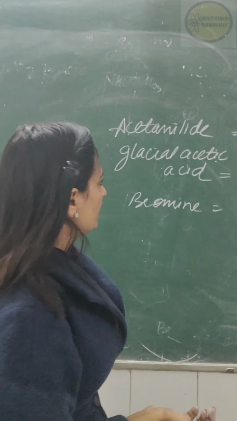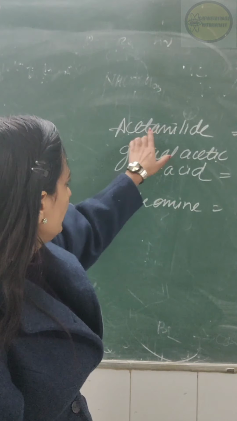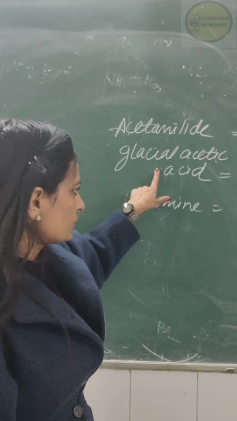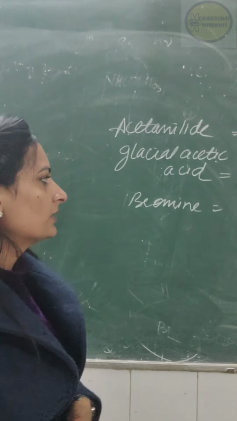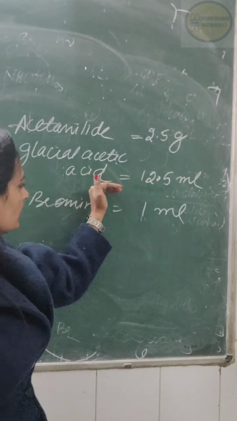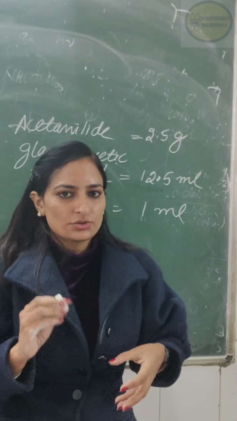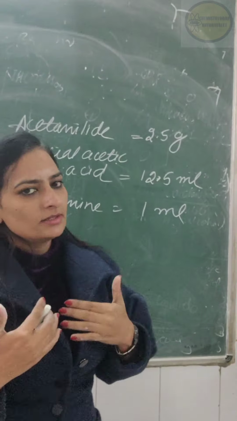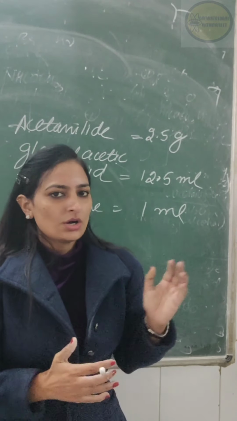So let's start with the preparation, in which first we will mix this 2.5 gram of acetanilide with the glacial acetic acid. I have taken 7.5 ml of my glacial acetic acid only. The rest of the glacial acetic acid I will mix with bromine. Then I will add this bromine solution drop wise to my first solution. Then I will get my para-bromoacetanilide. So let's see the preparation of this whole product.